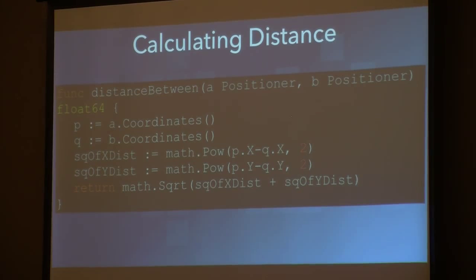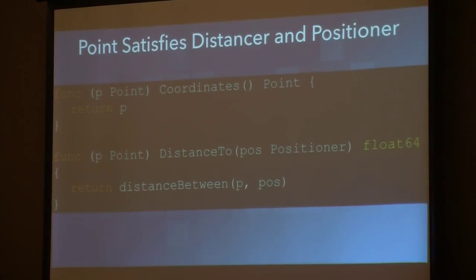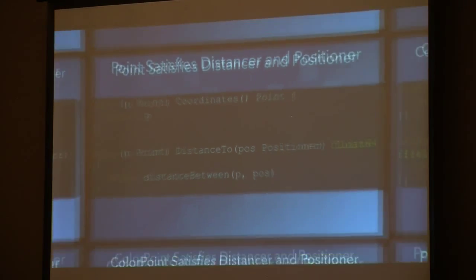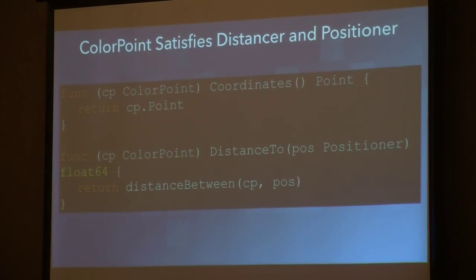So here's a distance function, calculates the distance between two positioners, great. Euclidean distance formula, squares of the distance is fine. Point satisfies distancer and positioner because I implement coordinates and distance to. Obviously it just returns itself for coordinates and then calls that distance between function with itself and the positioner. Cool. Color point can satisfy as well. Color point returns its point. Same thing with distance between.